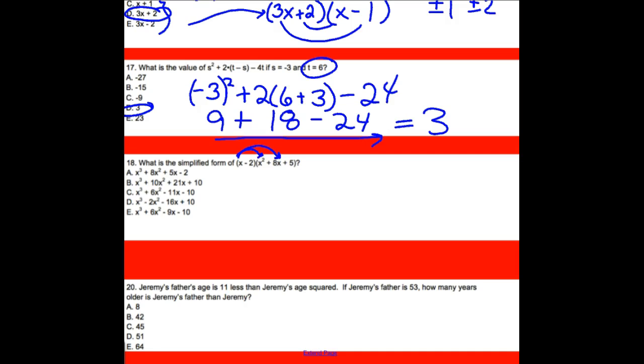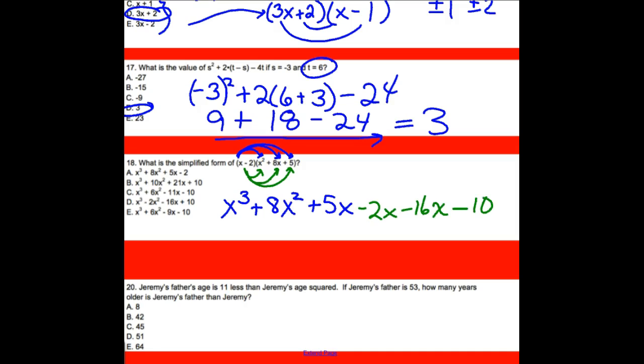Number 18. Distributive property. We're going to multiply that x into every term. When we're done doing that, we'll multiply the negative 2 into every term, and then we'll combine all like terms. So x times x squared is x cubed, x times 8x is 8x squared, x times 5 is 5x, minus 2x squared, and then a minus 16x when I multiply that negative 2 into everything, and a minus 10.